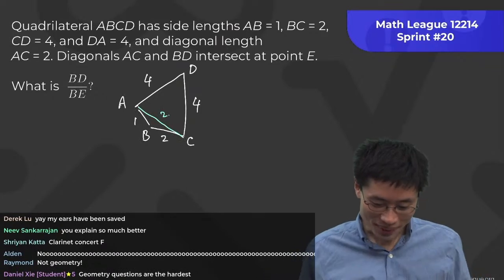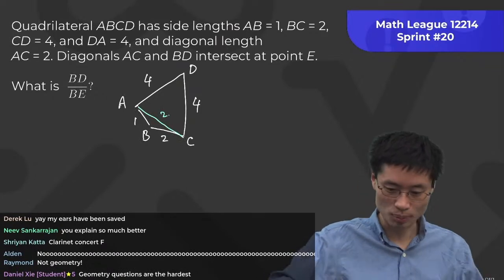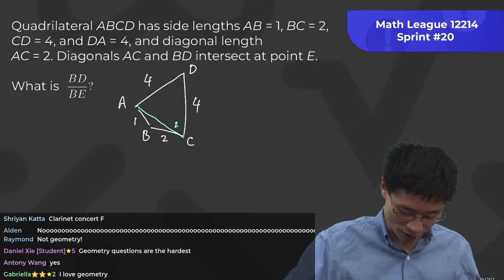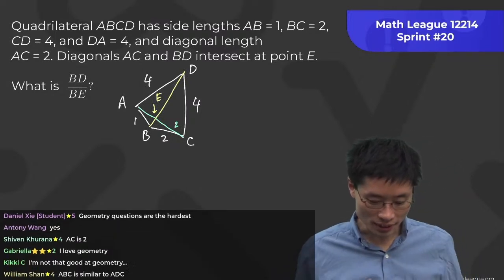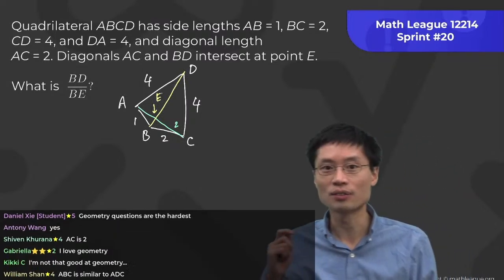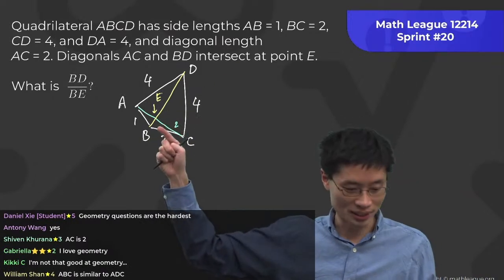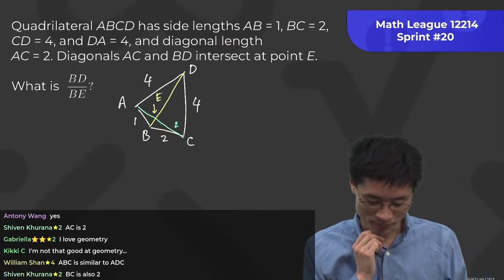Okay. And diagonals AC and BD intersect at point E. So let's put a 2 here. I've got this point E. First, I'm trying to understand what this looks like. And that's point E. And I need to figure out the ratio of BD over BE. So the whole thing over that little bit. Well, first I need to understand what this even looks like.